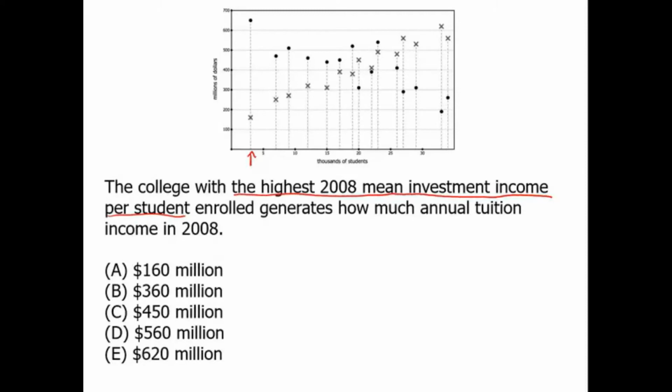This has the fewest students of any of the colleges and the highest investment income of any of the colleges. So we automatically know it must have the highest mean investment income for students. Biggest numerator and smallest denominator at the same time. So that's the college, and we want to know how much annual income in tuition does that generate? Well, where's the X on that college? The X is about 160 million. Answer choice A.